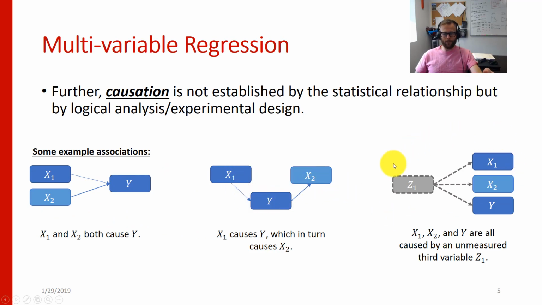Or, in a third scenario, it could be the case that x1, x2, and y are actually all caused by some underlying third variable, let's call it z. And if z has a positive effect on each of these, we'd observe all of these going up together. So all of these values are going to be positively associated, but none of them actually cause each other, right? They're all actually caused by this underlying third variable.